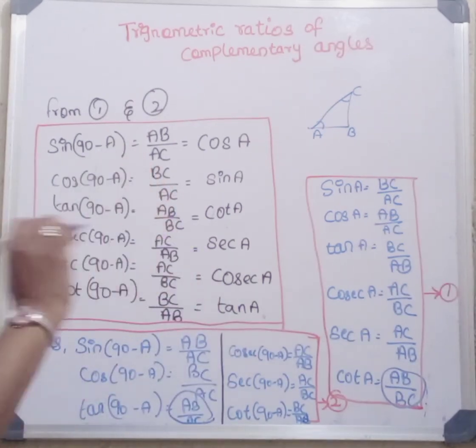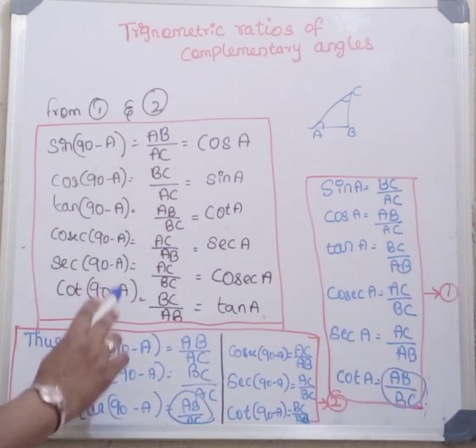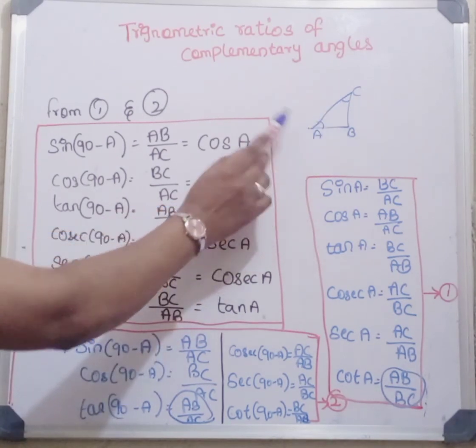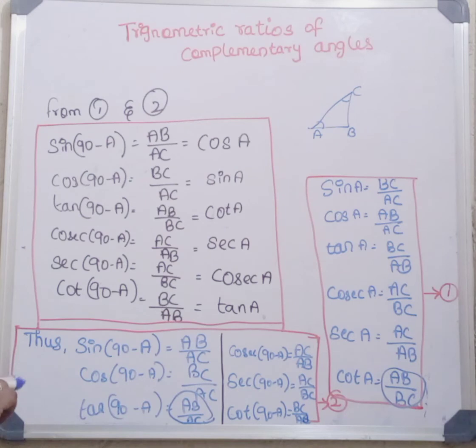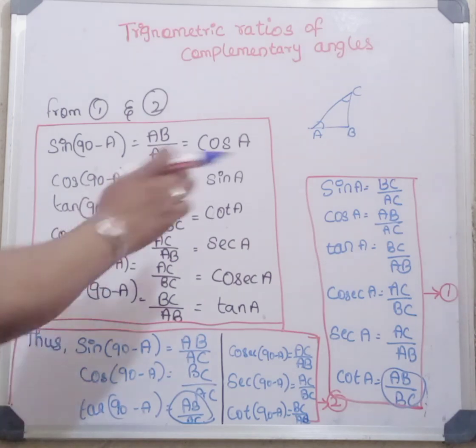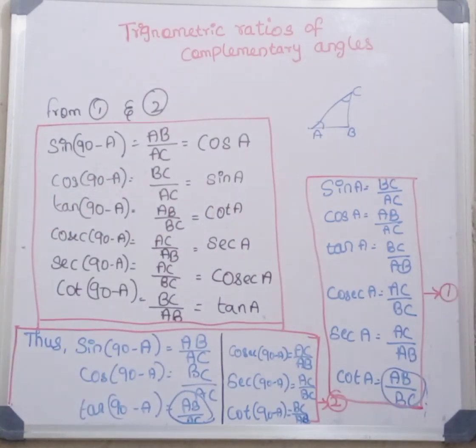In terms of A, when we write cot 90 minus A, because we know C is the complement of A, that is 90 minus A, cot 90 minus A is equal to tan A. So these are all the 6 ratios of complementary angles that we derived from this basic right-angled triangle.